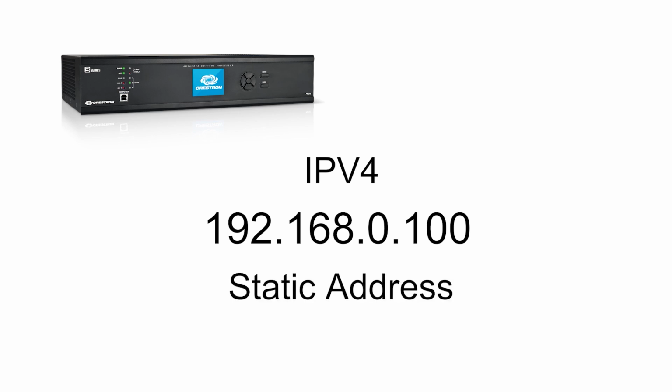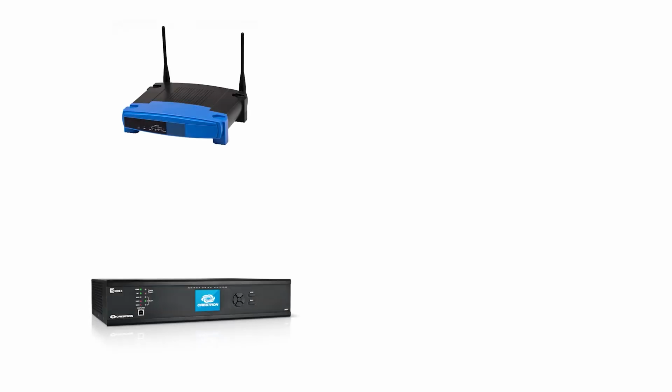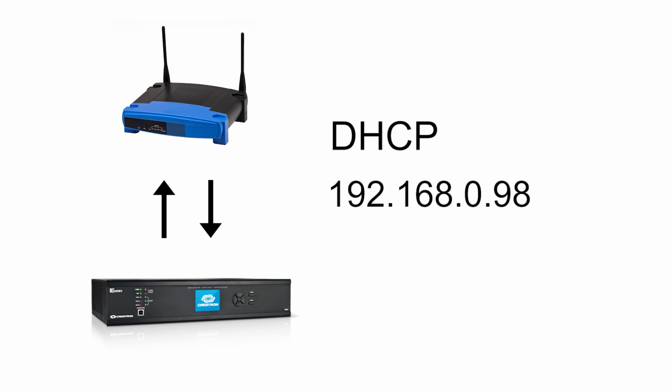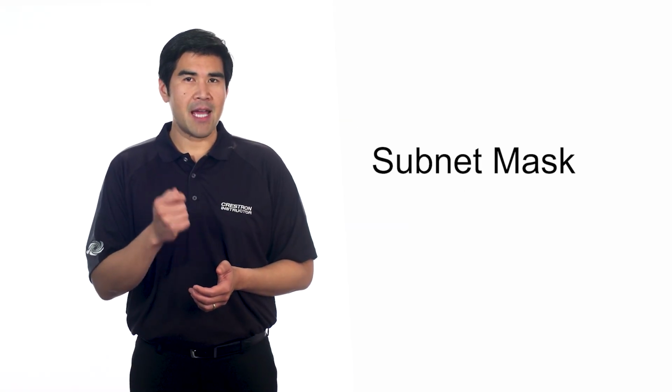IP addresses can be fixed on the device directly, which is called a static address, or assigned automatically by a device in the network. This automatic addressing is called DHCP, which stands for Dynamic Host Configuration Protocol, and requires a DHCP server. Static addressing requires more configuration of the device. This can be useful if you want a device such as a control processor to always have the same IP address.